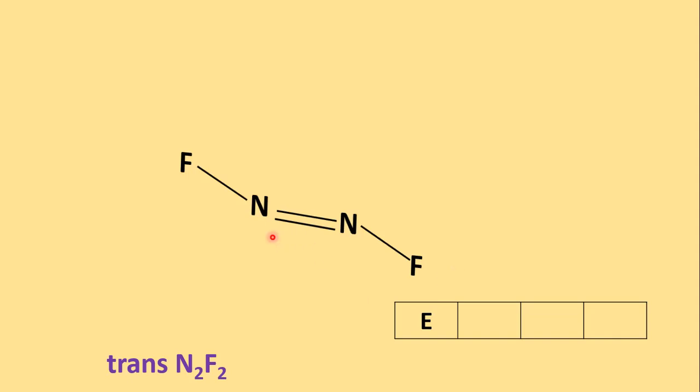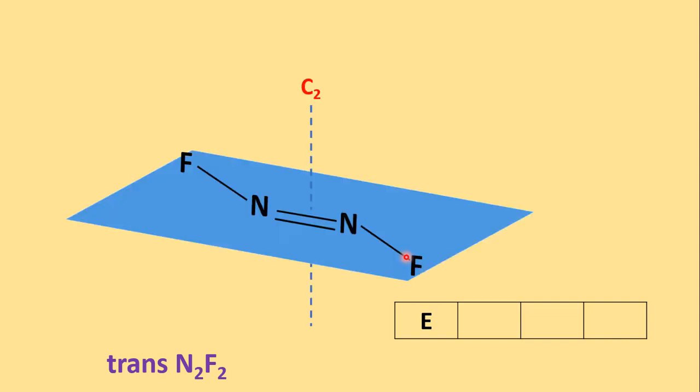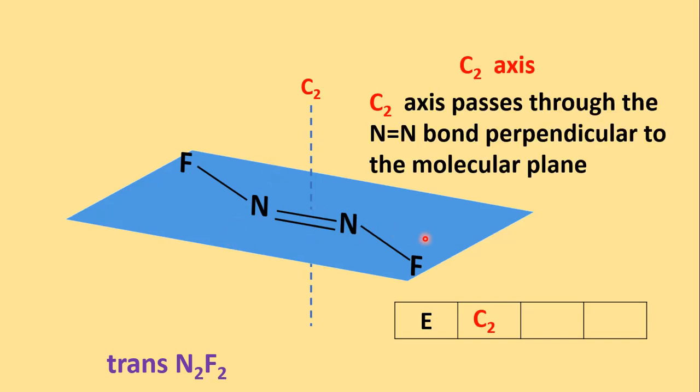Next we see N2F2. The two N-F bonds are trans to each other. The C2 axis passes through the N double bond N, and it is perpendicular to the molecular plane.